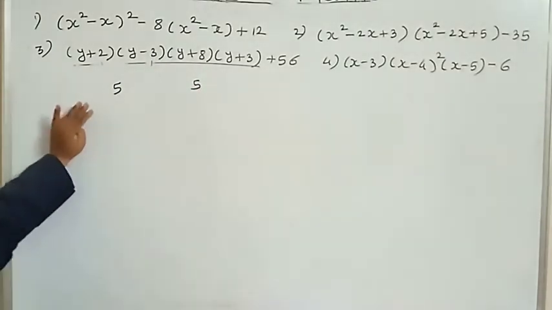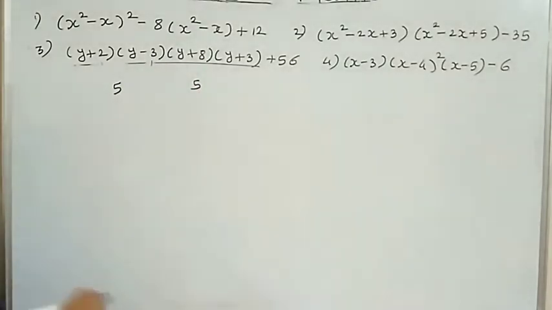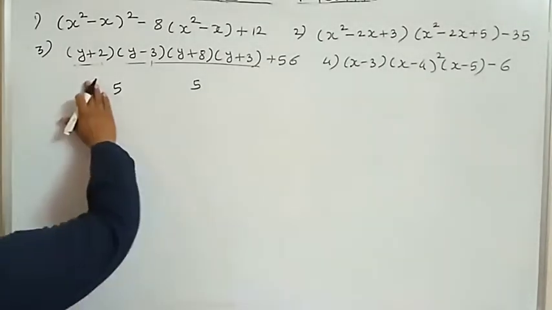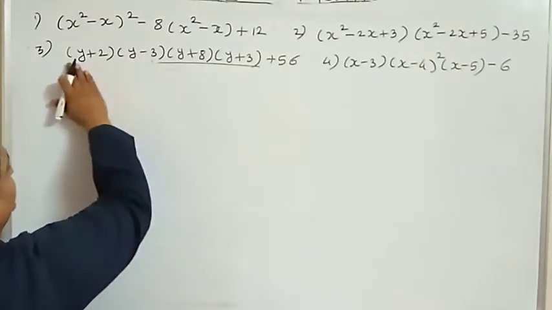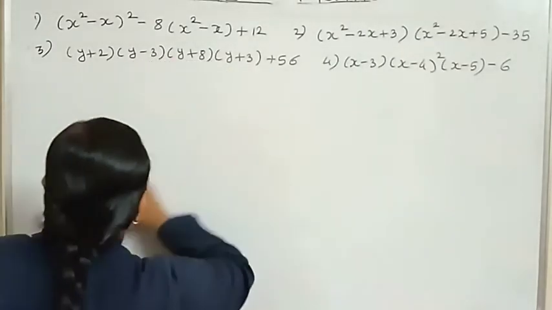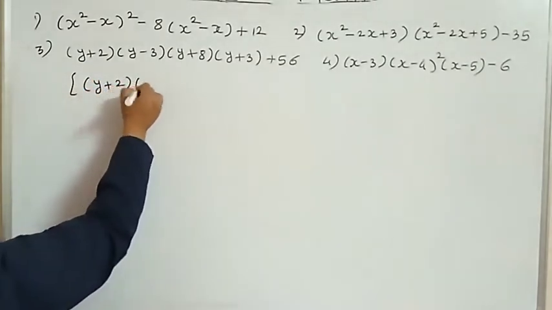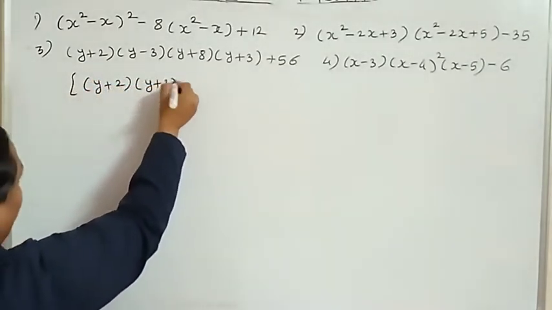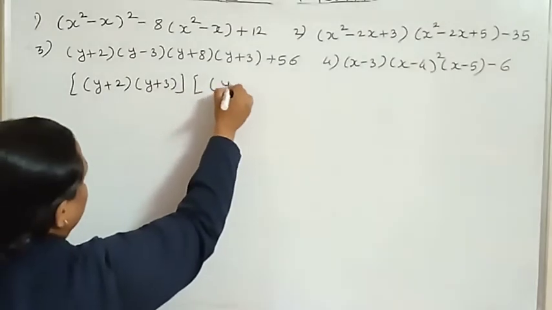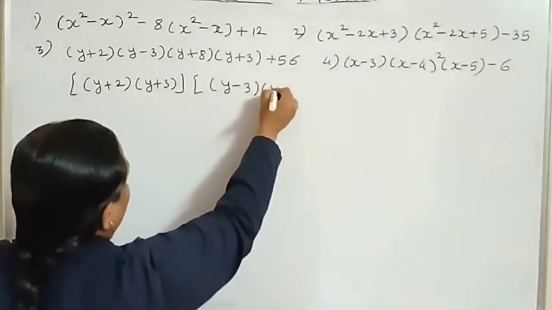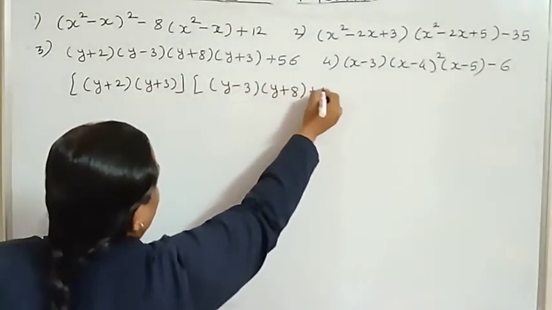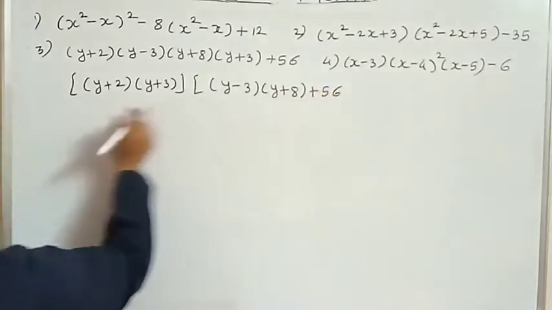In this way you will make the groups. And why are we doing this? Because after that we have to do substitution, and for getting the same numbers in the brackets we are using this trick. This is the trick for solving this example. Then in one bracket we will take y plus 2, in another bracket y plus 3, next y minus 3, y plus 8, plus 56.